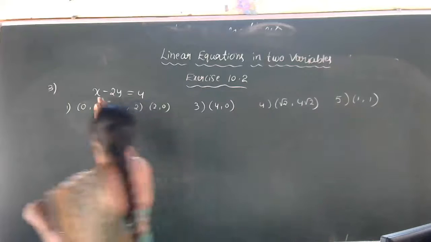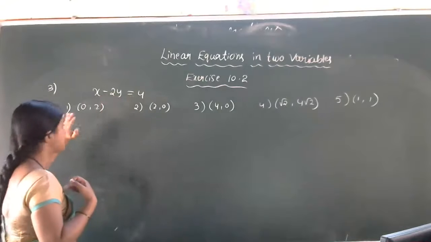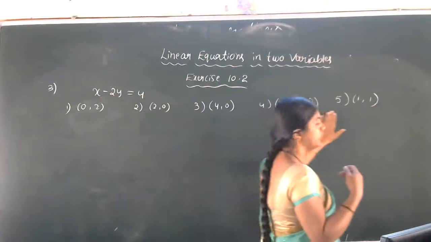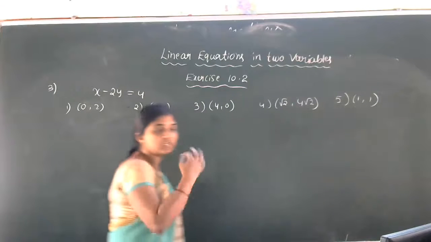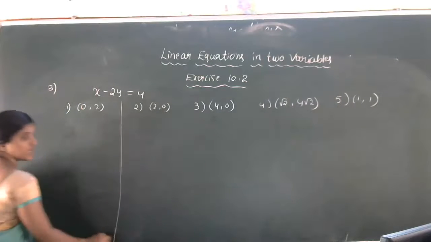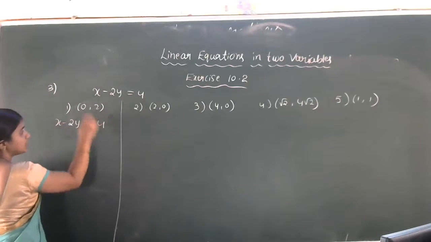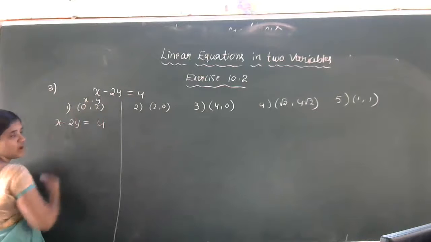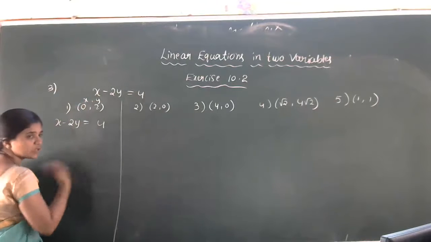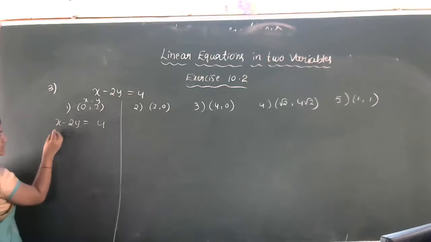Okay. So here I took the equation x minus 2y is equal to 4. Here the options are 0 comma 2, 2 comma 0, 4 comma 0, root 2 comma 4 root 2, then 1 comma 1. We have to check whether these 5 solutions are the solution of this equation or not. First we will try the first one. So x minus 2y is equal to 4. Here solutions are always in the form of x comma y. Now we have to substitute the x value and y value. If LHS is equal to RHS, then we can say that 0 comma 2 is the solution of the equation. Now let us substitute.